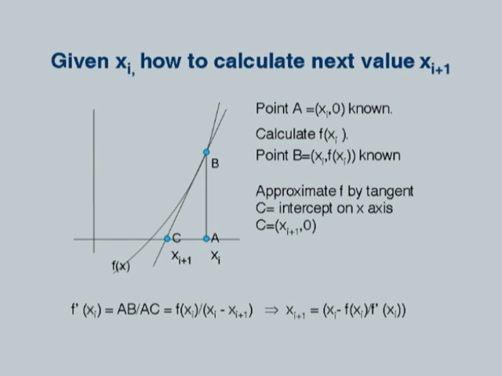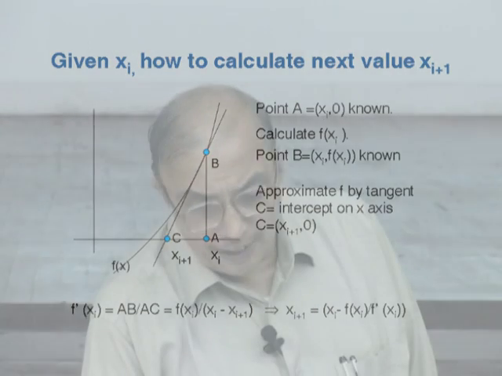This was given by a calculation of this type. f'(x_i) is f(x_i) upon x_i minus x_{i+1}, which implies that x_{i+1} is nothing but x_i minus f(x_i) divided by f'(x_i). So this simple formulation permits us to calculate the next iteration value. We go closer to the root. And the calculation of this value requires us to evaluate this function at a point x_i and its derivative at the point x_i. But this we have to do repeatedly till we approach the root.